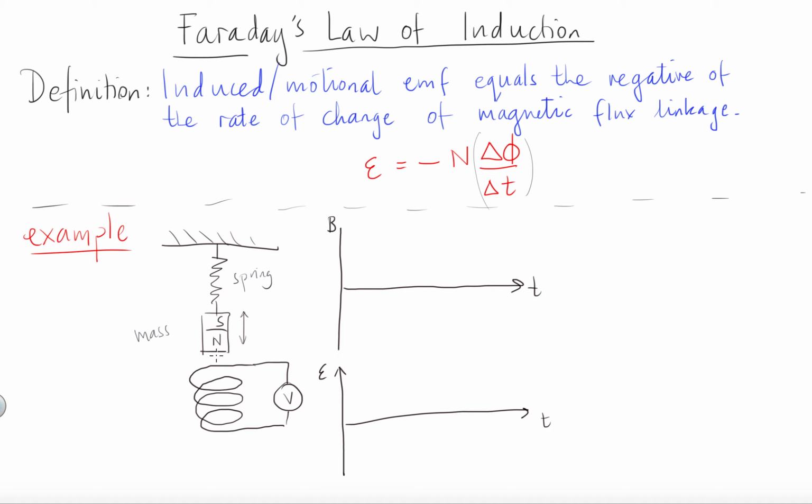So let's just look at it as the north pole approaches. Here we have a coil connected to a voltmeter. As the magnet approaches the coil, the magnetic field will be increasing across the wire, and when the bar magnet is in the middle of the coil, there will be no magnetic field, and as it leaves the coil like this, the magnetic field will be decreasing.